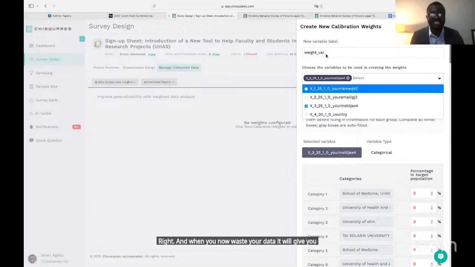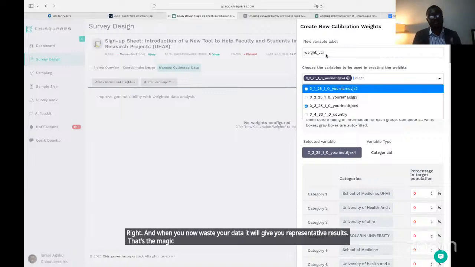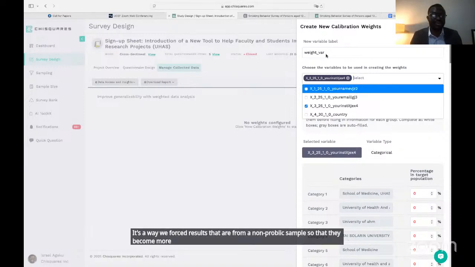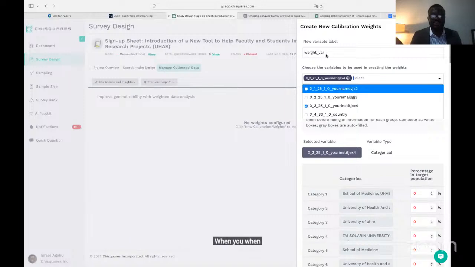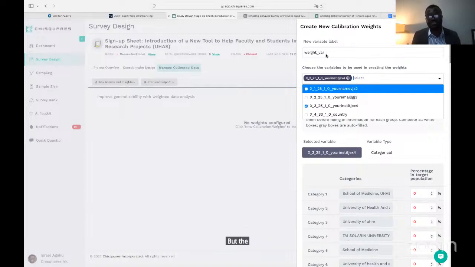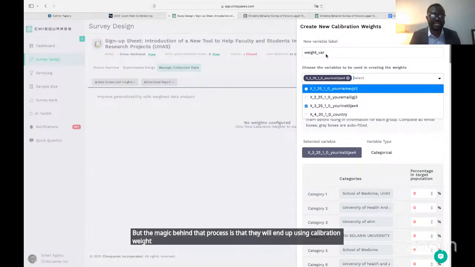That's the magic behind weighting. It's a way we force results that are from a non-probabilistic sample so that they become more representative. This is what all major newspapers also do. When you fill a survey from the New York Times saying, oh, fill our survey, obviously you're filling the surveys online. That's like a volunteer or a convenience sample. But the magic behind that process is that they will end up using calibration weight to force that sample to become like the national sample.